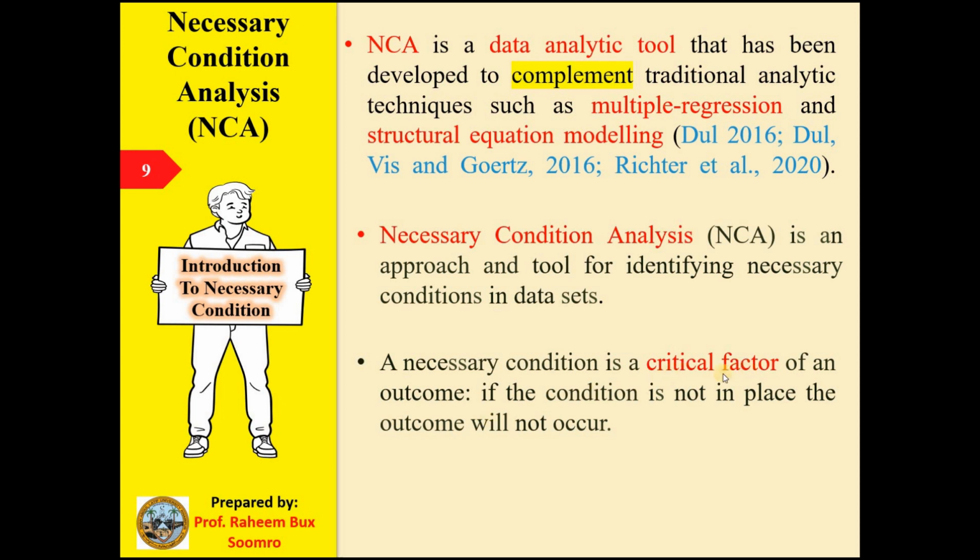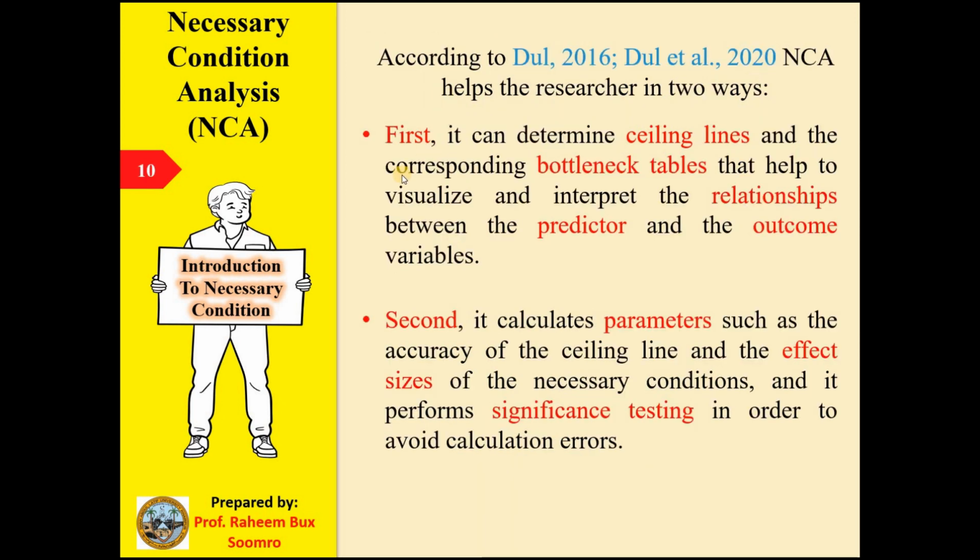A necessary condition is a critical factor of the outcome, and if the condition is not in place, the outcome will not occur. NCA can help the researcher in two ways. The first one is the ceiling line. It will develop the ceiling line and the bottleneck table. In a later slide, I will show you the ceiling line and the bottleneck table that help to visualize and interpret the relationship between the predictor and the outcome.